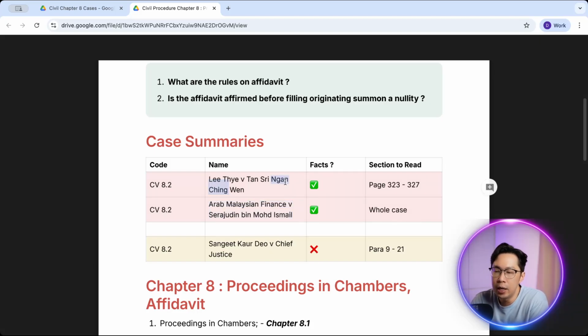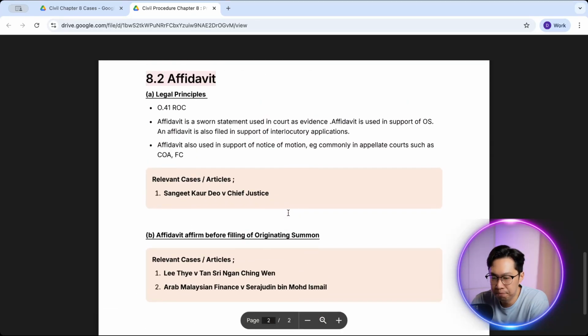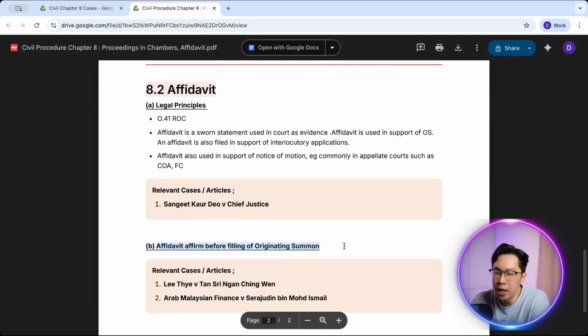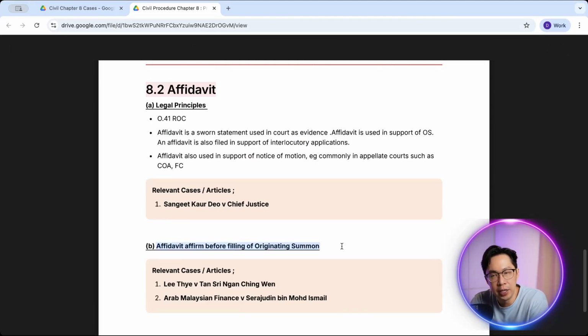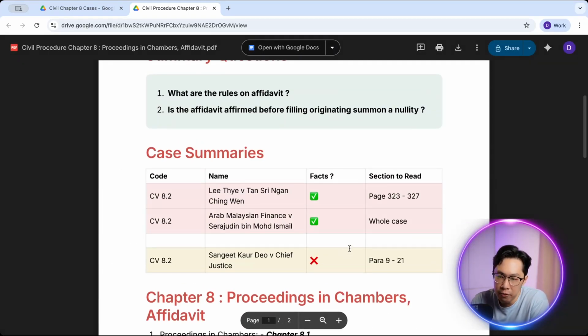Lee Tai is the case where they said that... What is it? It's the issue of this one. Affidavit affirmed before filing of originating summons. So, if you have an affidavit that was affirmed before filing of originating summons, is the affidavit valid or not valid? One case says valid, another case says no. Now, is it conflicting with each other?